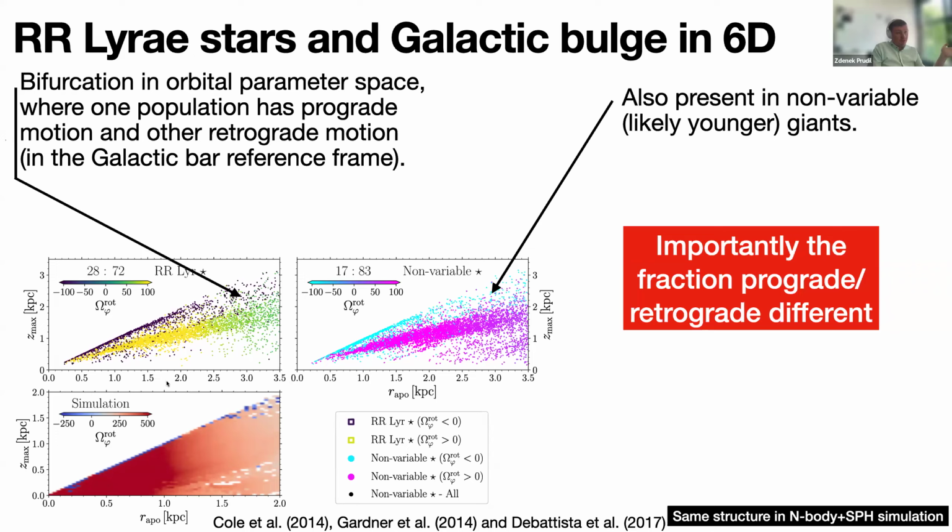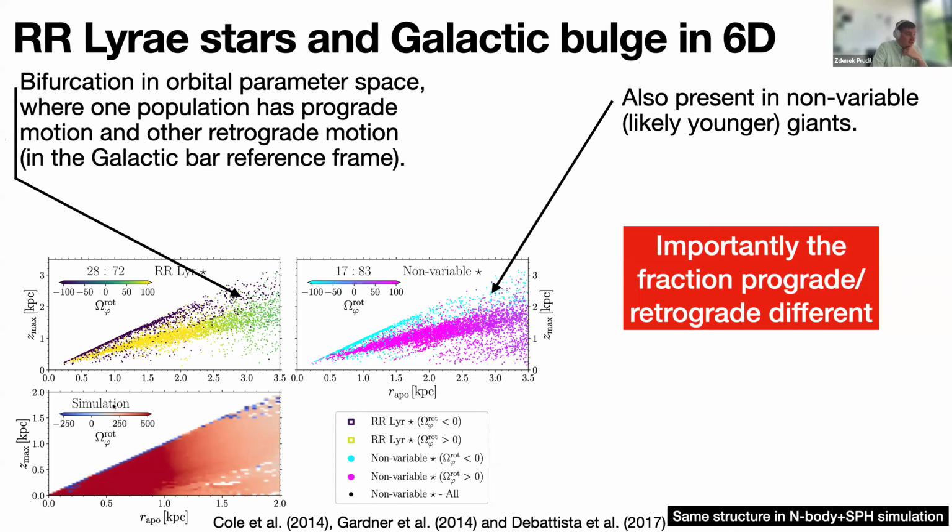Now, if we do the orbital analysis for the non-variable giants, like red giants in the galactic bulge, we again find this bifurcation. Again, we have on the line of unity stars that do not rotate progradely with the bar, so they are retrograde. And then you have a large population of stars that actually do rotate progradely, but the fraction is different. It's more likely to find a retrogradely moving earlier star than it is to find a retrogradely moving giant, a red giant, for example.